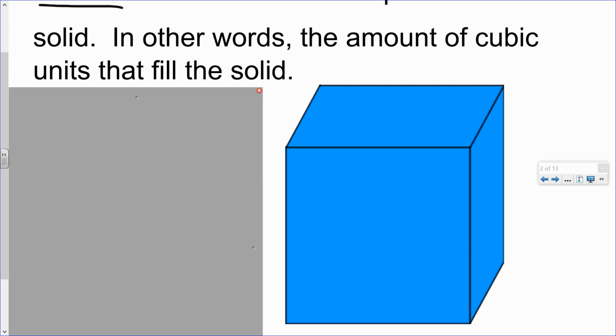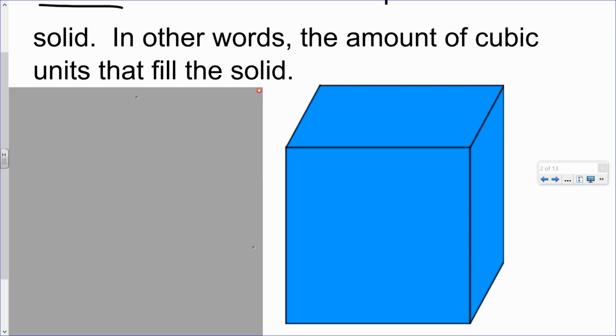Think of the prism. Look, I got all the prisms that you made two days ago. Was it yesterday? I have them right here. Do you know the surface area is 112? I think that was the surface where my hand is. But how many of these cubes would actually fill the inside? That's a volume question. That's what volume means. The amount of cubic units that fill the solid.